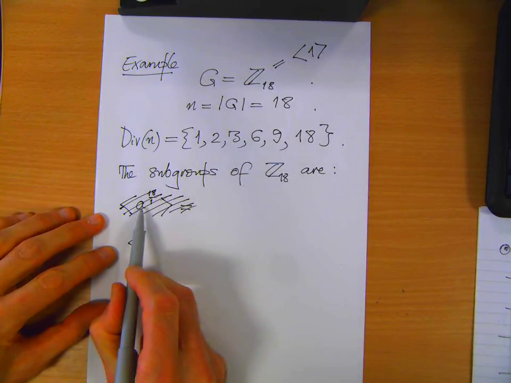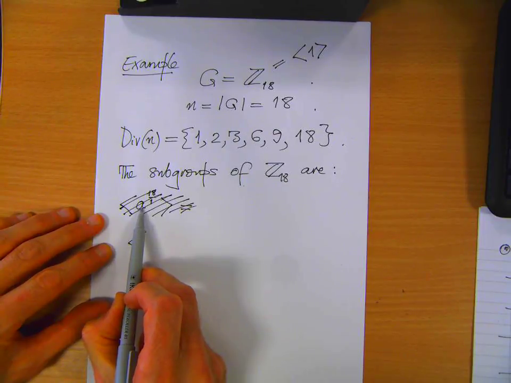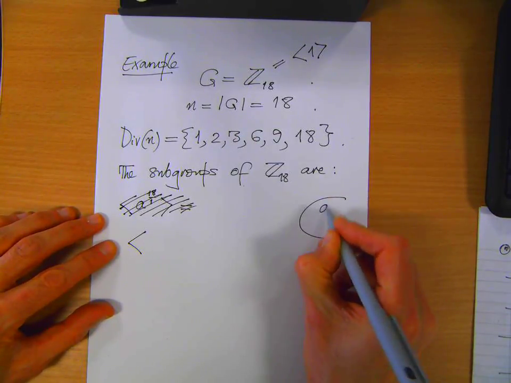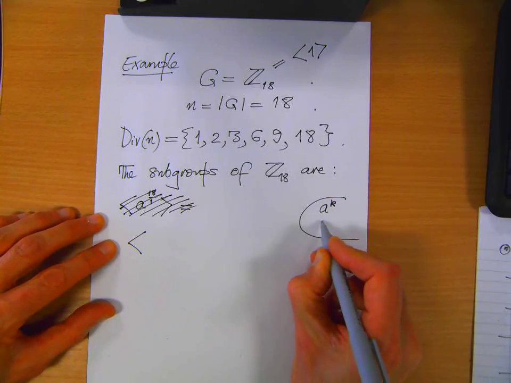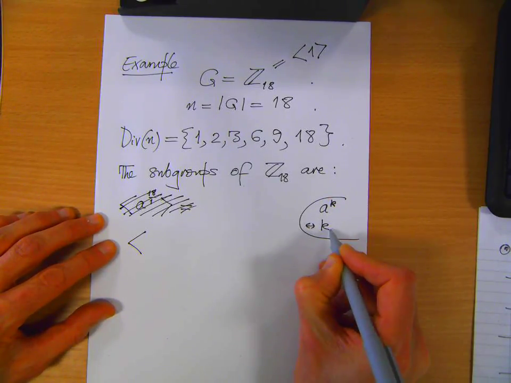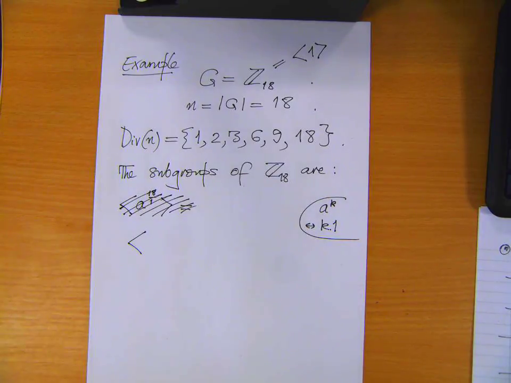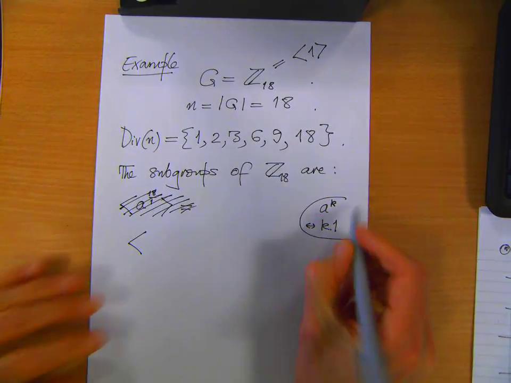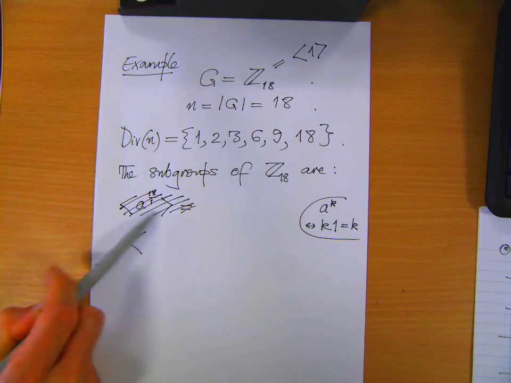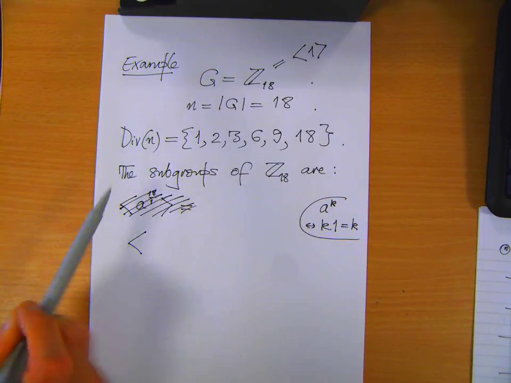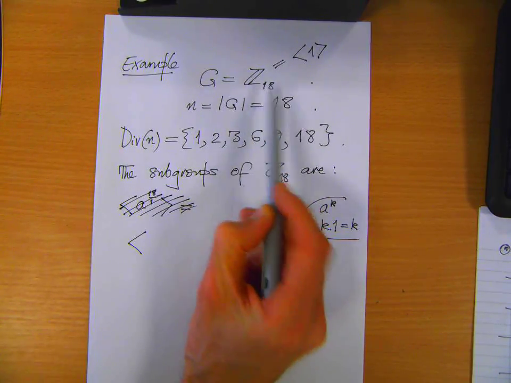So rather than the power, rather than a to the k, that's just been replaced by the multiple k times 1, which actually I would just write as k. So again, it's this flip between multiplicative notation, which I would use in general, and the additive notation for Z18.